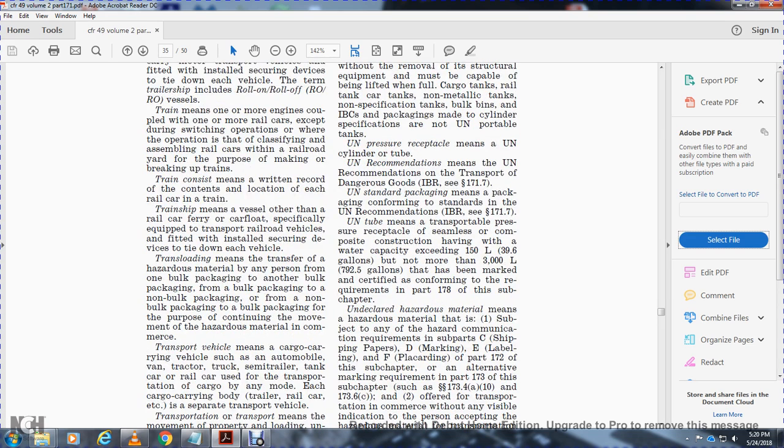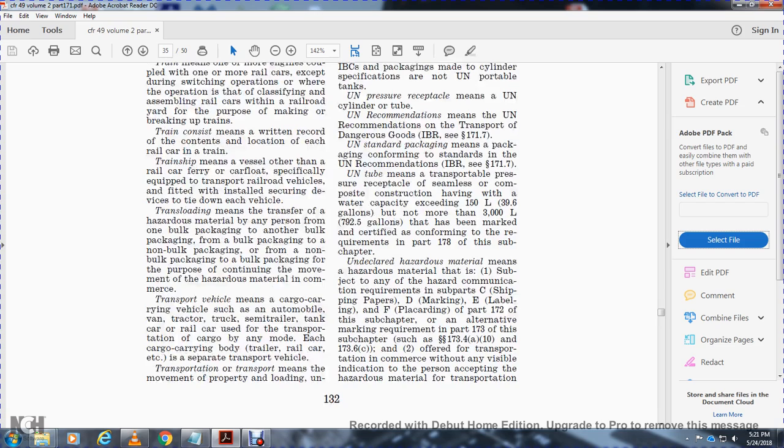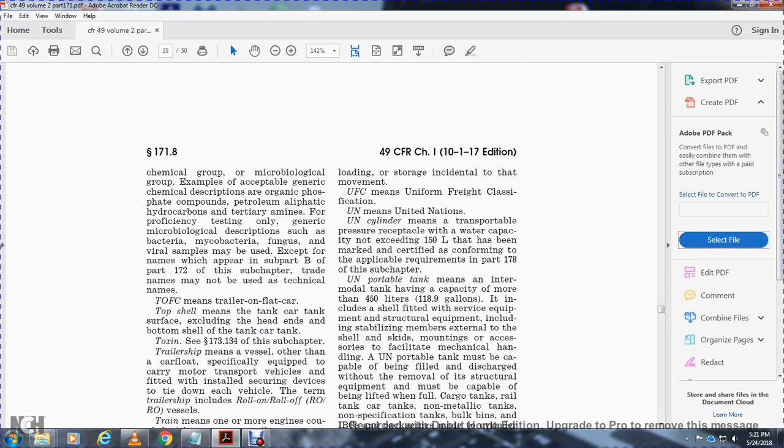Transport vehicle means a cargo-carrying vehicle such as an automobile, van, tractor, trailer, truck, semi-trailer, tank car, or rail car used for the transportation of cargo by any mode. Each cargo-carrying body, trailer, rail car, etc., is a separate transportation vehicle. Transportation means the movement of property and loading and storage incidental to the movement. UFC means the Uniform Freight Classification. UN, the United States unit cylinders.